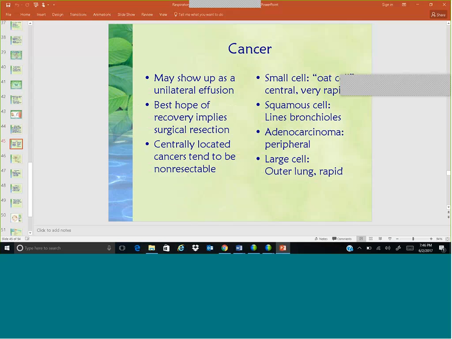If we think about cancer, I can't seem to move that box. There we go. Okay.